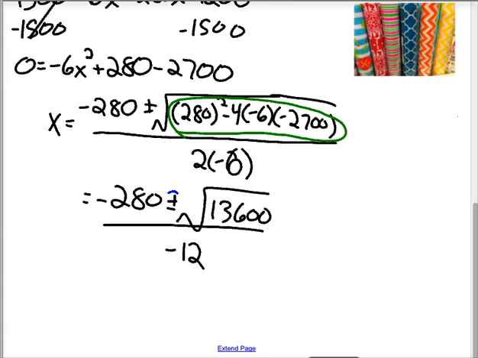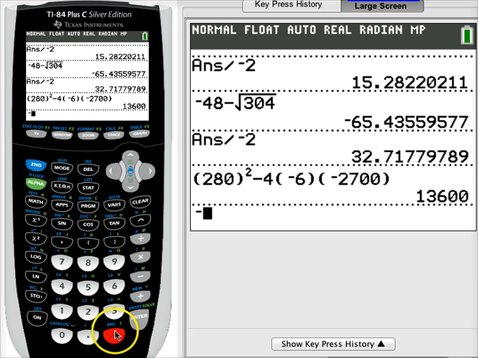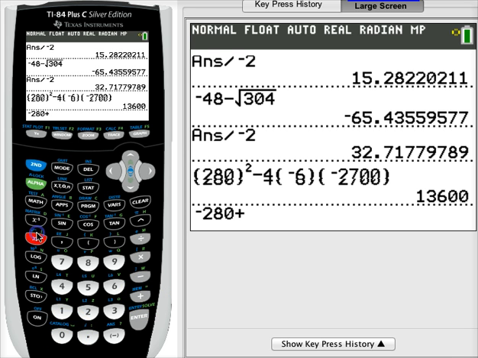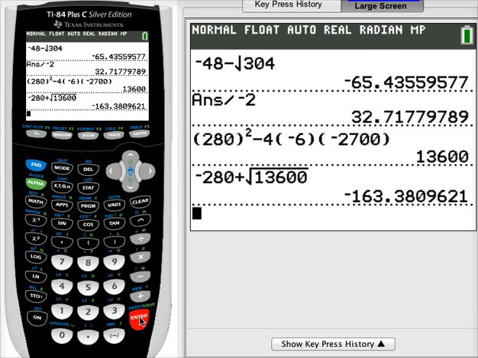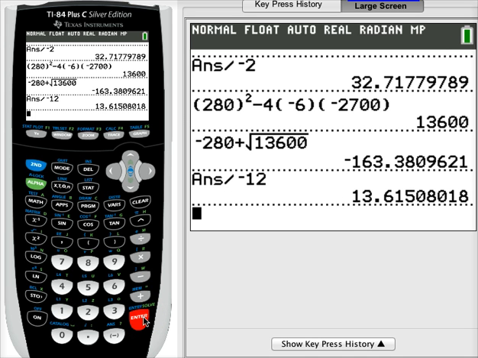So we have the positive. So we have negative 280 plus the square root of 13,600. Hit enter, then divide by the negative 12 to get $13.62.